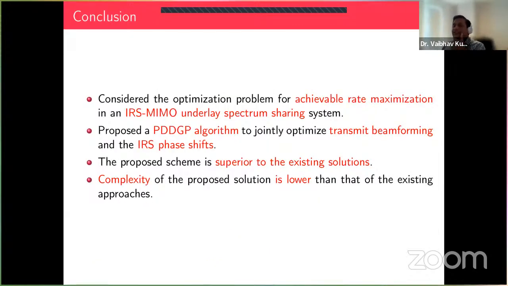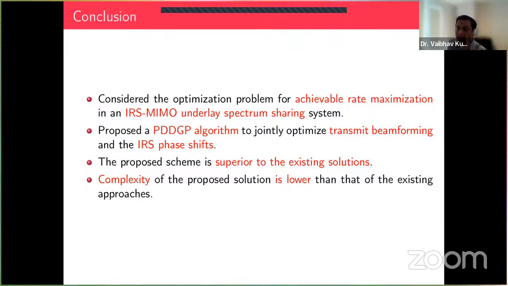So this is the end of the presentation. To conclude, we considered the rate optimization problem for IRS MIMO underlay spectrum sharing system. In literature, you can also call this an IRS-assisted MIMO interference broadcast channel. We proposed a penalty dual decomposition based gradient projection algorithm to jointly optimize the transmit beamforming and IRS phase shifts.